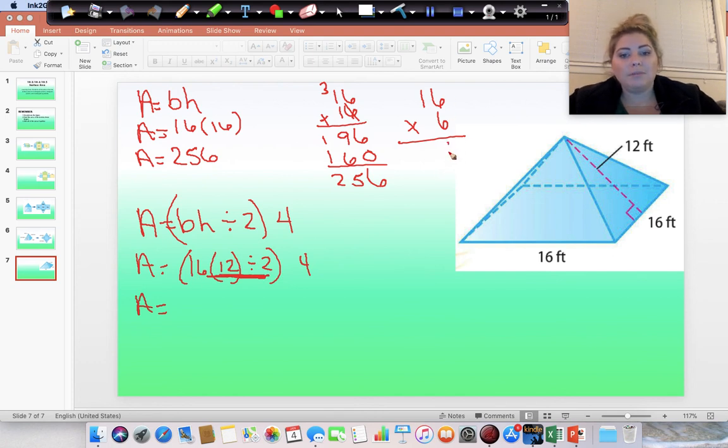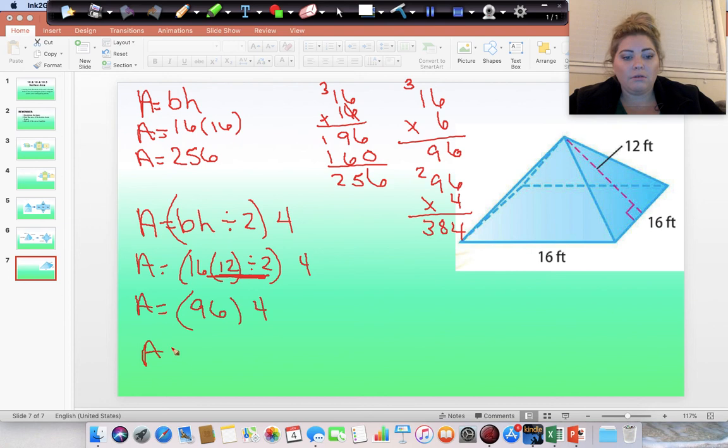So 6 times 6 is 36. 6 times 1 is 6, plus 3 is 9. So we've got 96. And then we are multiplying that times 4. So 96 times 4, off to the side. 4 times 6 is 24. 4 times 9 is 36, plus 2 is 38, so 384.